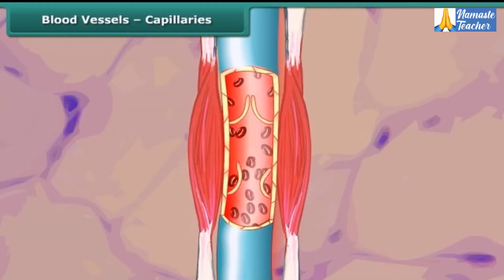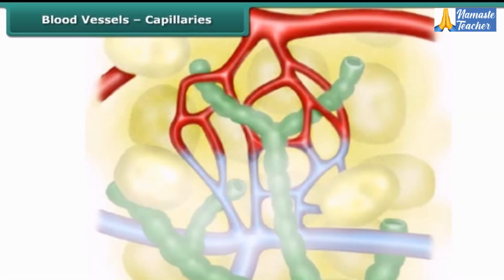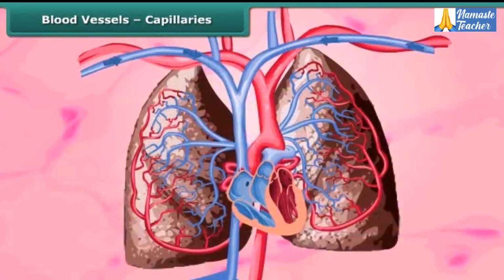The capillaries carrying the deoxygenated blood join to form venules, which in turn join to form veins. The veins then carry the deoxygenated blood back to the heart.